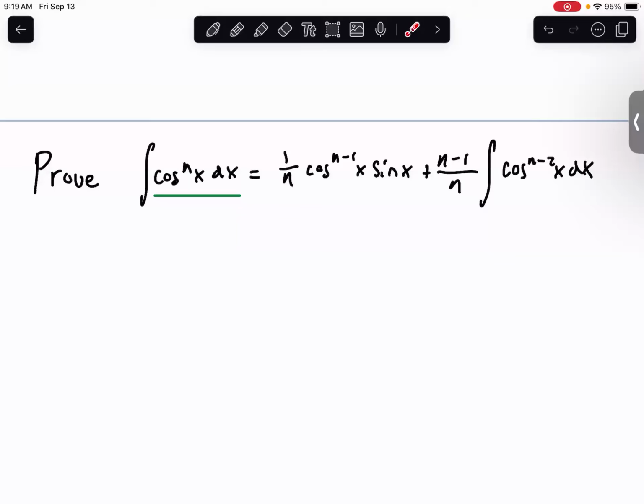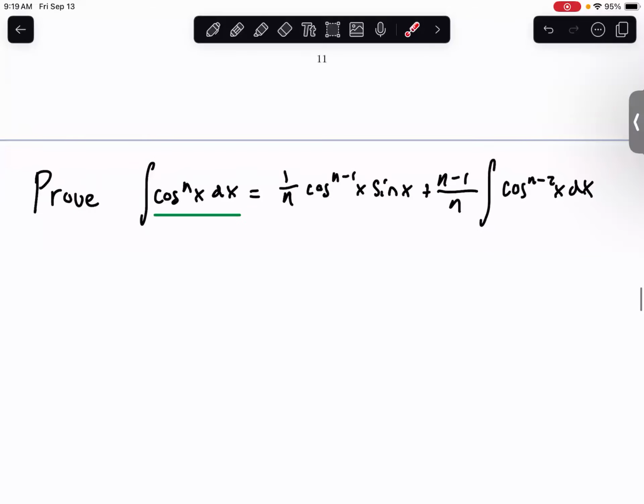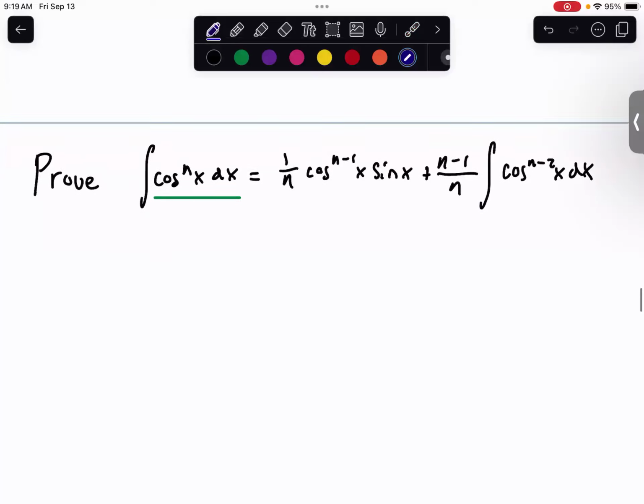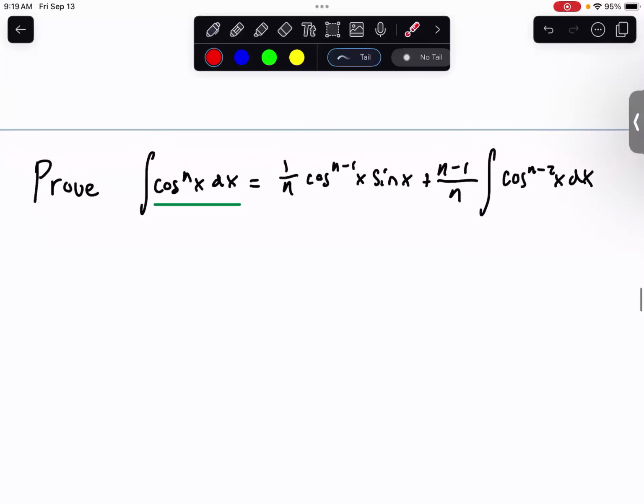I mean, you don't have to know how to do this. It's not going to show up on an exam or anything like that. But it is good to know, since it makes you more powerful mathematically, I guess. Okay, and so we're going to prove the following formula.